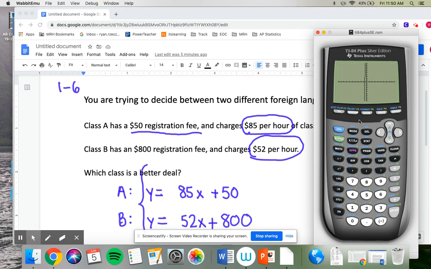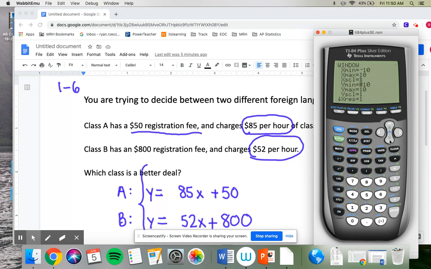So the best way to change what you're looking at is to go to the window menu. If I go to window, for now I'm going to leave the x's alone. X min and x max means the x's go from -10 to +10. X scale is how much tick marks go by. So my tick marks are only going by ones on the x.